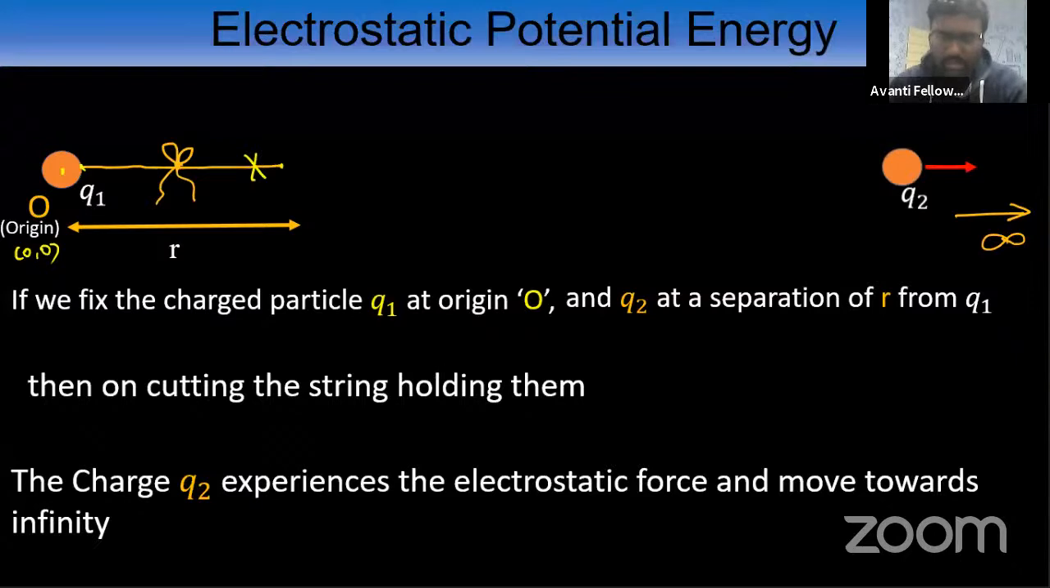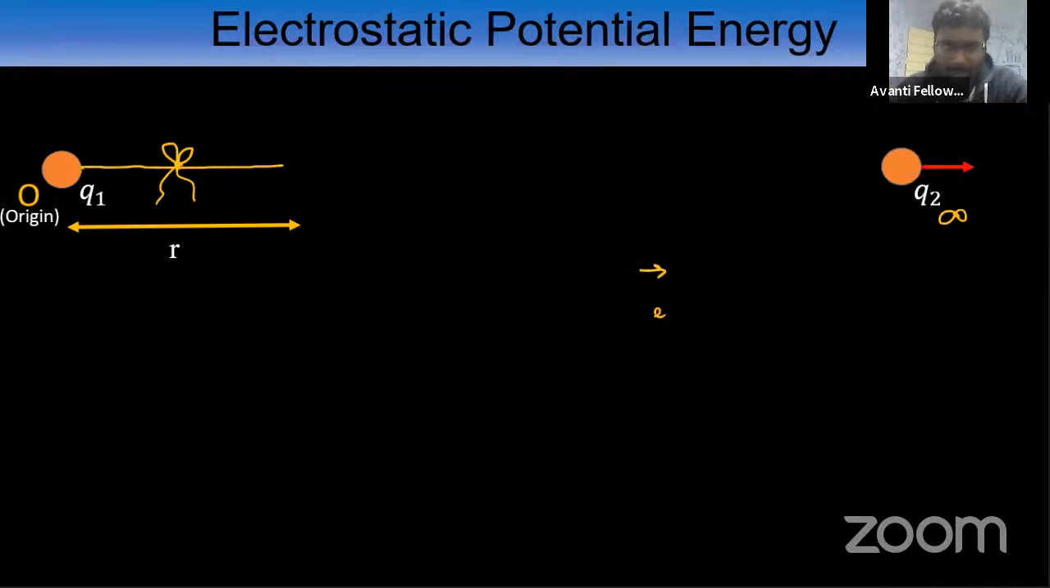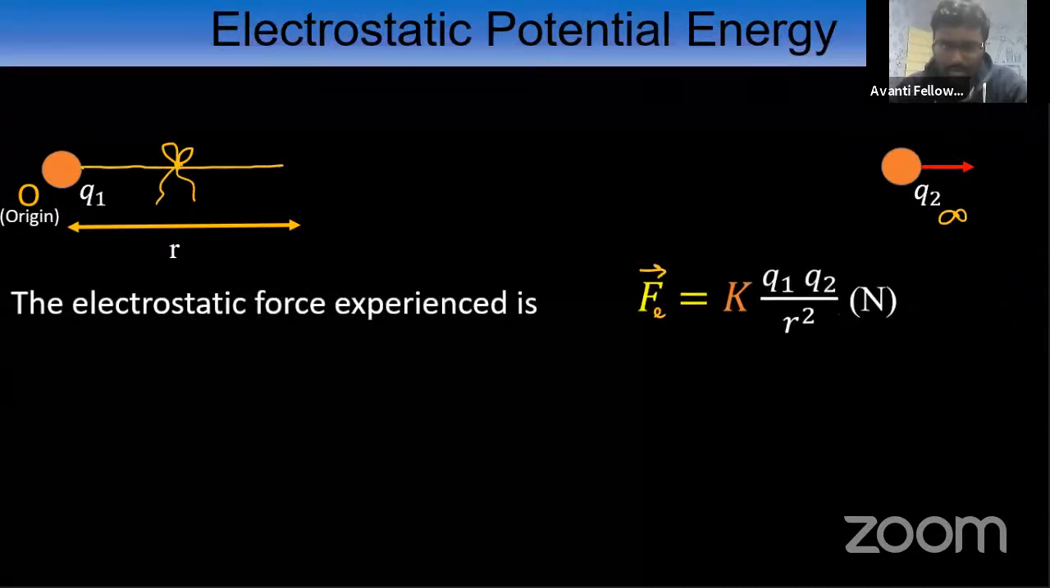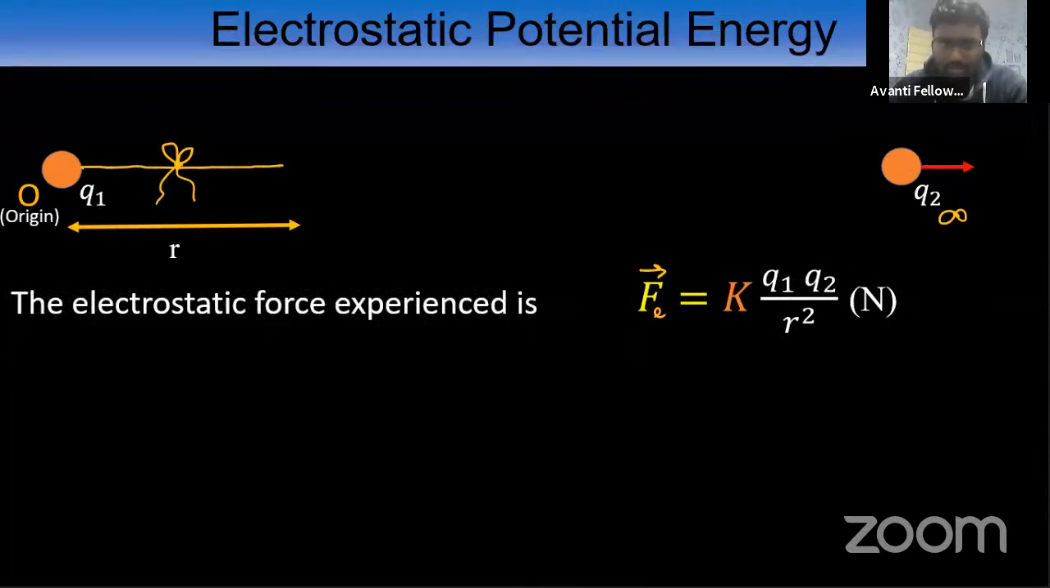Now what should I do? My charge Q2 went so far up to infinity. Now I should bring back these two. These two should not be separated. So what should I do? Yes, correct, Samrat. I have to bring them back from infinity. These two are experiencing a force Fe, the electrostatic force, that is K times Q1 Q2 by R square.